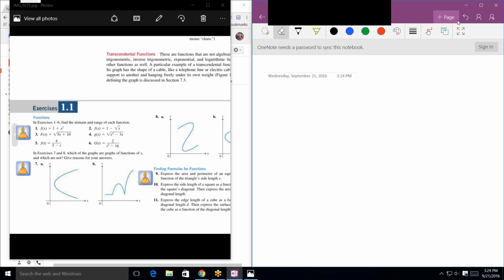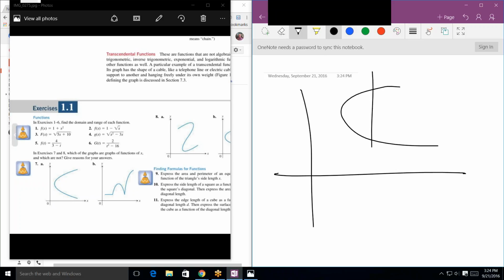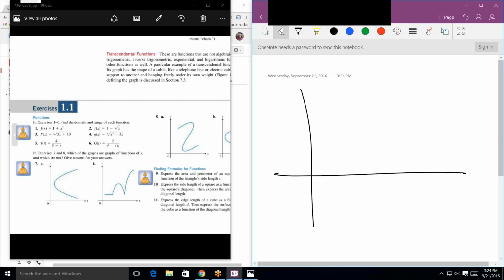What's the test of a function? What's the primary layman's test of a function? It's got to pass the vertical line test. Can you pass a vertical line through that function and only have it intersect one point? In other words, no, you can't. Here's my function. If I pass a vertical line, it passes through that point and that point. That makes it not a function. That's all you have to do.